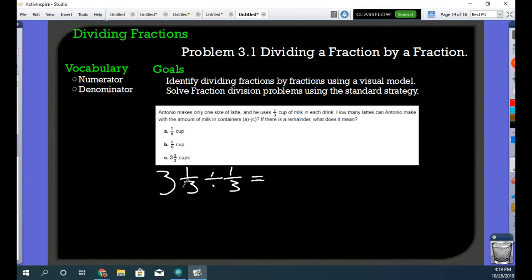So 3 times 3 is 9 plus the 1. That gives us 10/3. So 3 1/3 is the same as 10/3. We're going to change the operation to multiplication. Flip the second fraction and multiply straight across. 3 times 10 is 30. 3 times 1 is 3. 30 divided by 3 is 10. Antonio can definitely make 10 lattes and use 100% of the milk that he was given because there is no remainder. There's no fractional remainder. So that was problem 1.